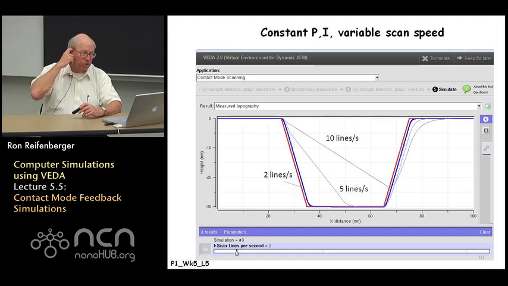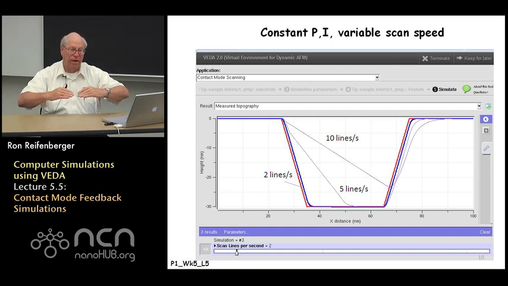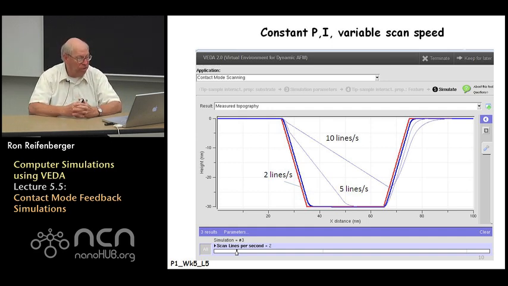So the first slide here just shows, for the constant P and I values that I specified in the previous slide, the motion of the substrate with respect to the tip as a function of scanning speed. What you can see is that for scanning speeds on the order of 2 lines per second, the AFM tip reasonably well tracks the features in the substrate.